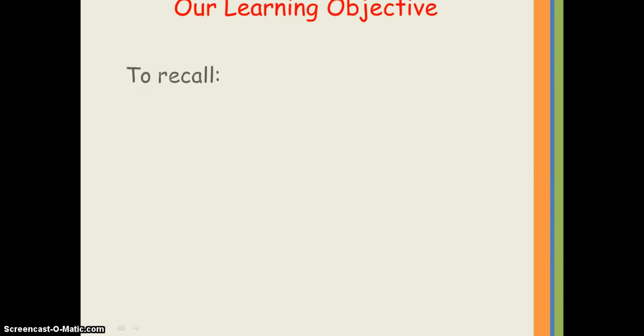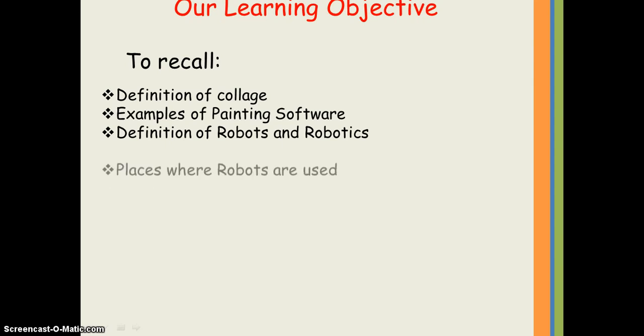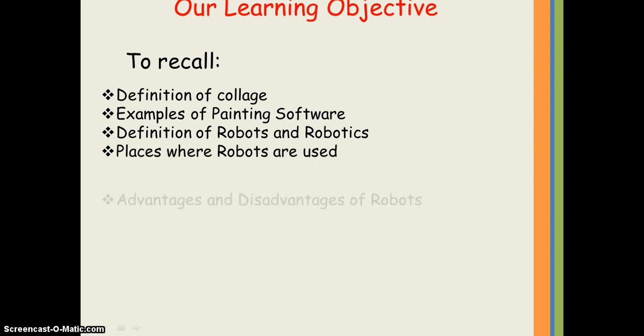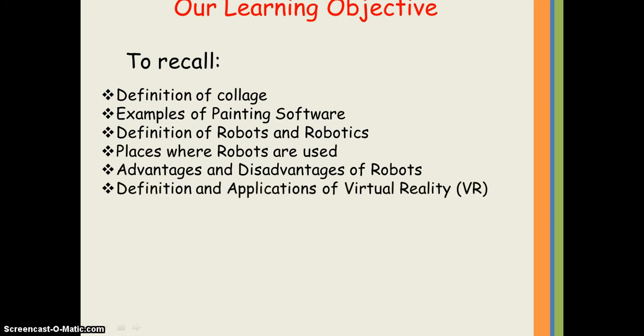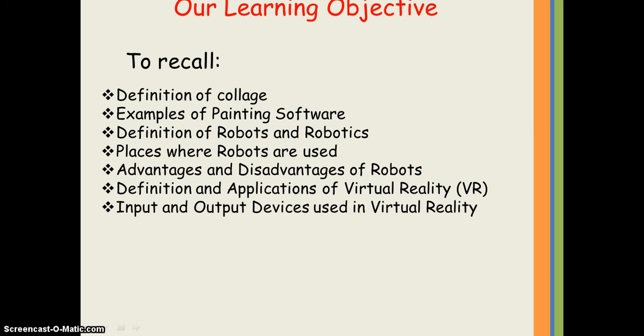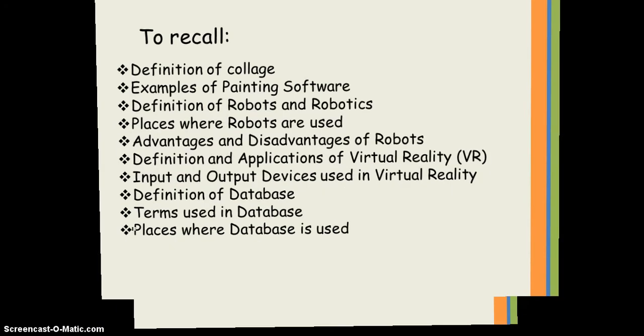And so our learning objectives shall be to recall the definition of collage, examples of painting software, definition of robots and robotics, places where robots are used, advantages and disadvantages of robots, definition and applications of virtual reality, input and output devices used in virtual reality. We'll also be looking at definition of database and the terms used in database. We'll also look at the places where database is used.